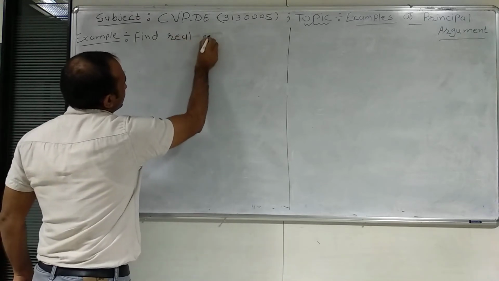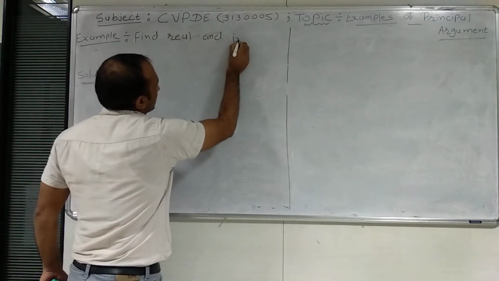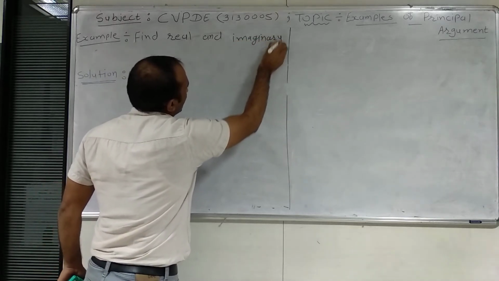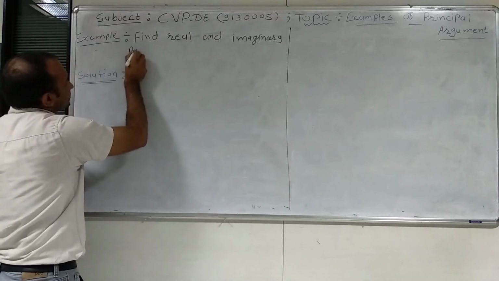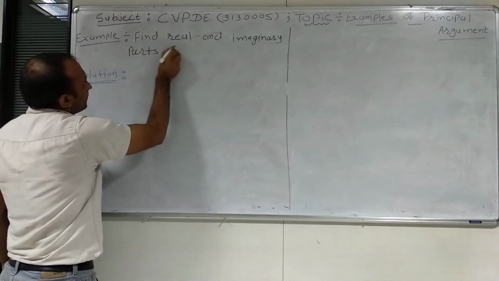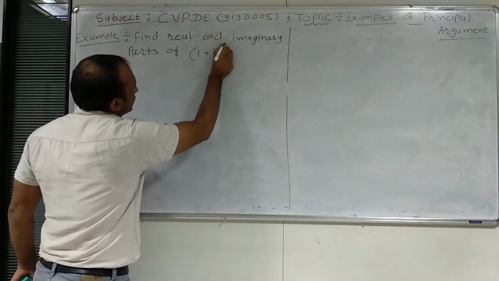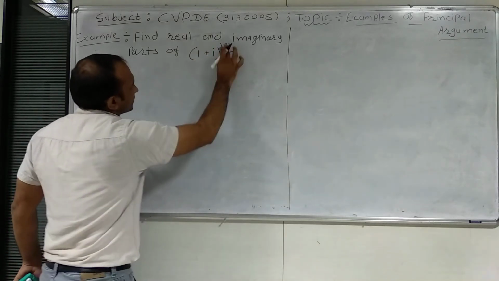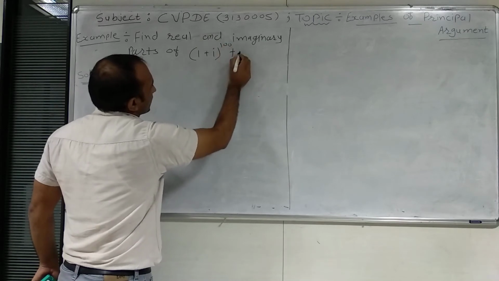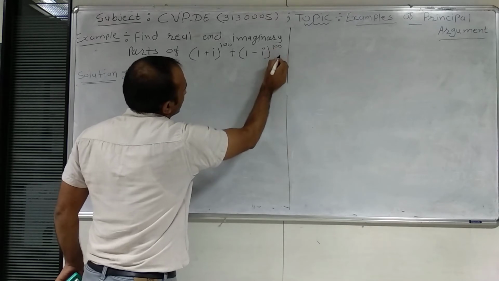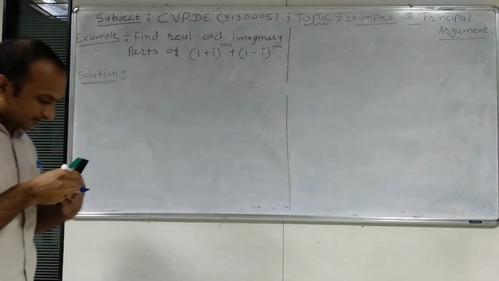Okay, so our example is: find the real and imaginary parts of 1 plus i raised to 100 plus 1 minus i raised to 100. So this is an example.